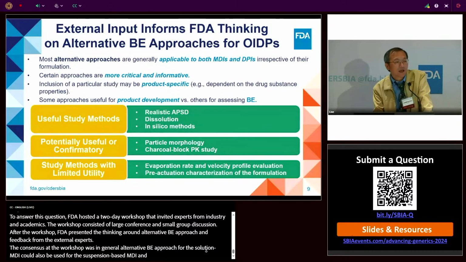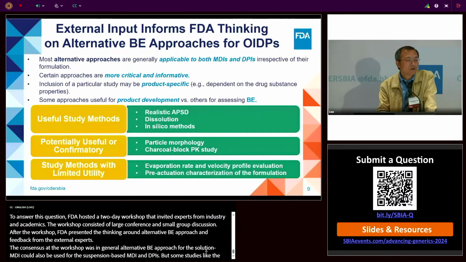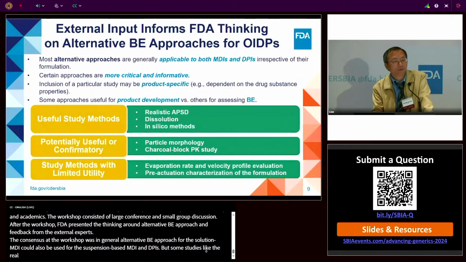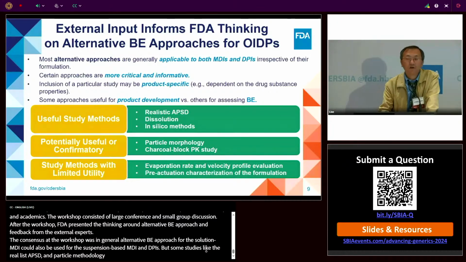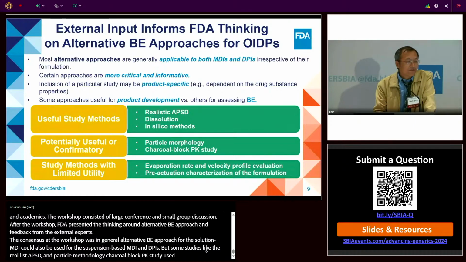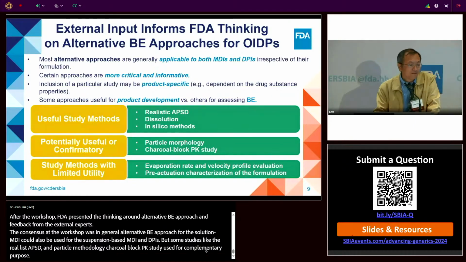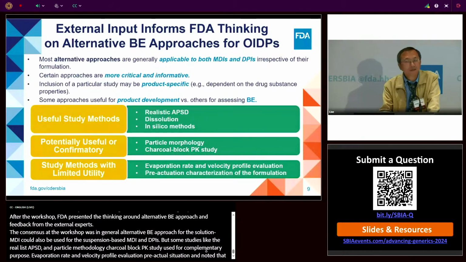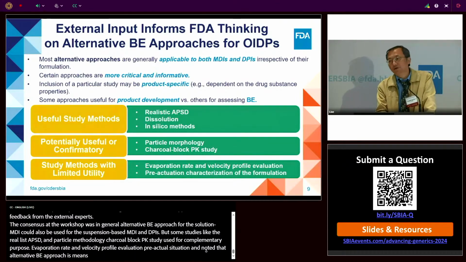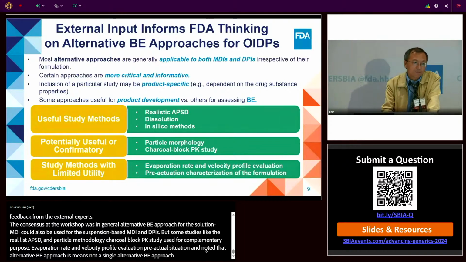But some studies, like the realistic APSD, dissolution, and in silico methods, are more useful to establish BE than other studies. And the particle morphology and the PK BE studies are partially useful or for the confirmatory purpose. Evaporation rate and the velocity profile evaluation, and pre-actuation characterization of the formulation have limited utility. It should be noted that the alternative BE approach is product specific. That means there is not a single alternative BE approach that works for all the products.